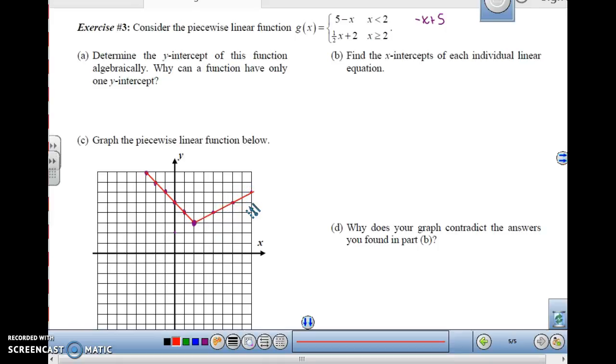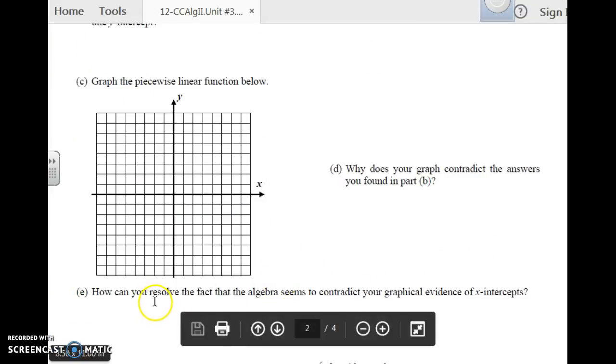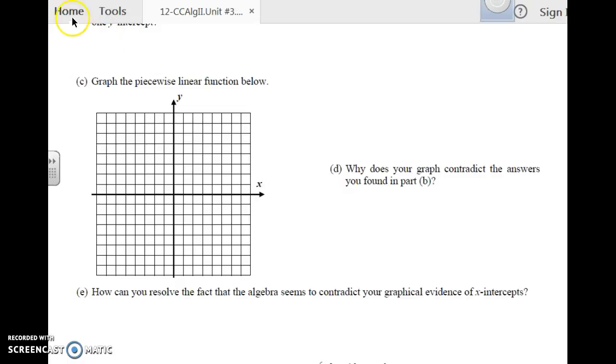All right, so why does your graph contradict the answers you found in Part B? Well, look at this. This has a y-intercept of 5, but it has no x-intercepts. It doesn't cross the x-axis. So how can you resolve the fact that the algebra seems to contradict your graphical evidence of x-intercepts? Let's talk about that tomorrow in class. And I will also, again, show you how to use the graphing calculator, and we will look at the last problem, exercise 4, as well.